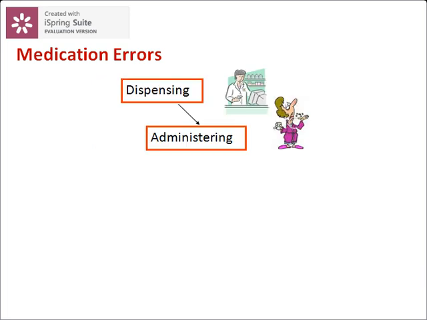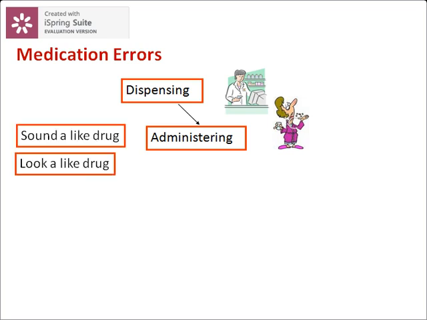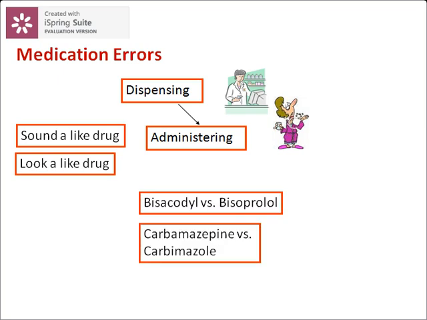Another type of error occurs at the dispensing and administration level. That happens because of a sound-alike drug or look-alike drug. For example, bisacodyl and bisoprolol are pronounced similarly. Carbamazepine and carbimazole sound similar. So there are chances that instead of bisacodyl, the patient may receive bisoprolol.